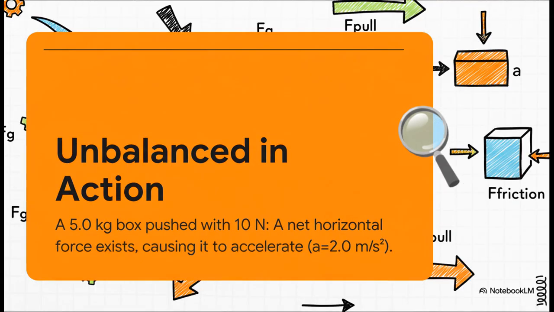But now, what if we push that same box to the right with 10 newtons? Suddenly things are unbalanced. The vertical forces are still balanced, but horizontally we have a 10-Newton force with nothing pushing back. There's a net force to the right. Your diagram would clearly show this longer arrow, and thanks to F equals ma, that net force is what causes the box to accelerate. The diagram makes it totally obvious why it's accelerating.